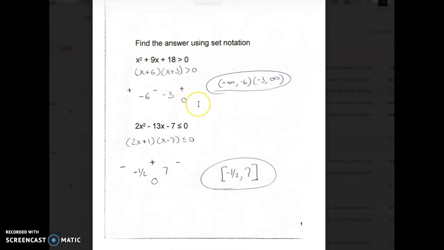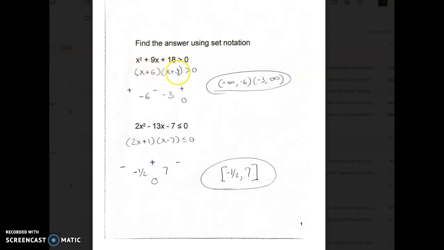Guys, I'm going to go over the review for your quadratic inequality test. The first 4 questions involve one variable inequalities where we're putting the answer in set notation. The first 2 we're going to factor normally.